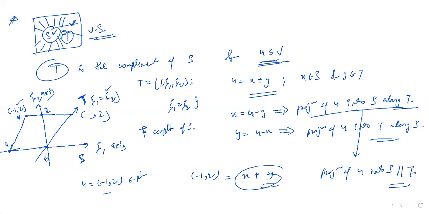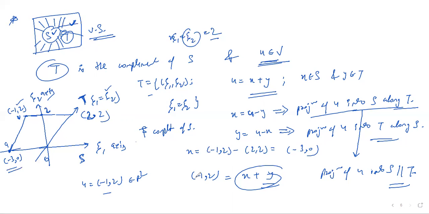Okay, and as we have the line E1 equals E2, if my E2 is 2, then my E1 will also be 2. So the point I got is 2 comma 2. So what would be my x? My x would be minus 1 comma 2 minus 2 comma 2. So from this I got the vector x as minus 3 comma 0.